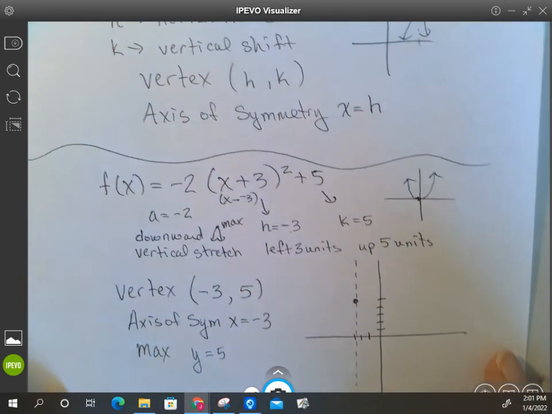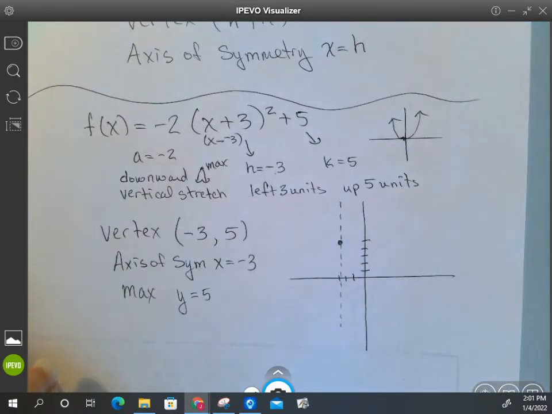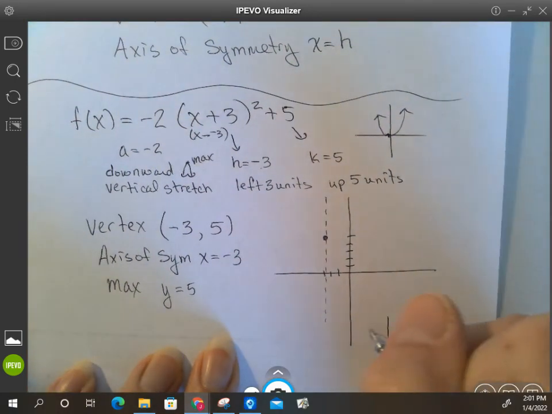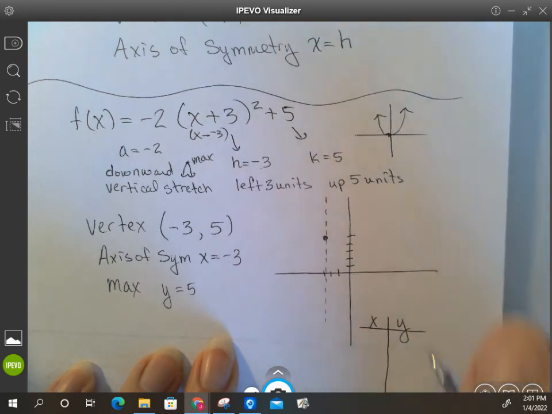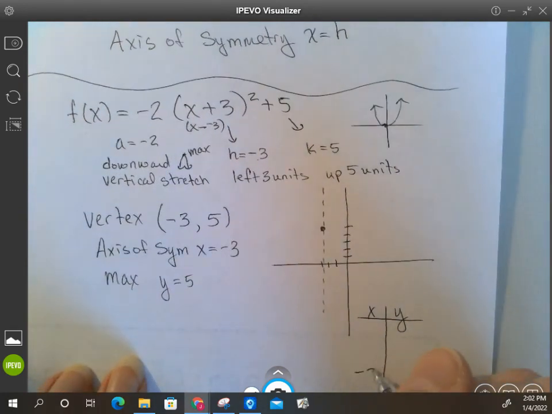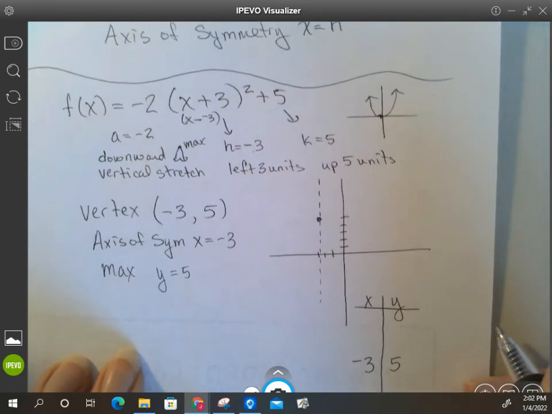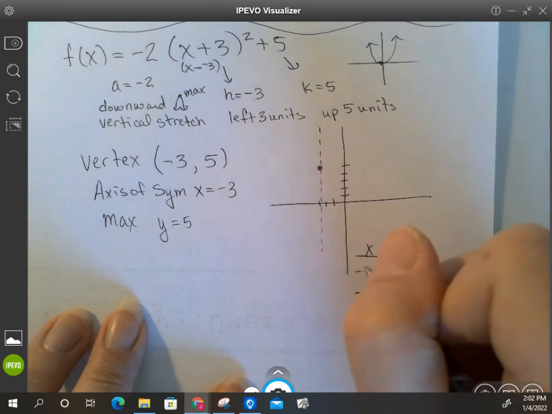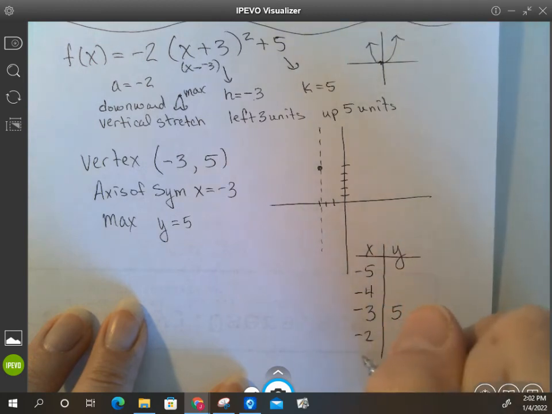Now, I think some of us see it better when we graph it. So how am I going to graph it? I'm going to create a t-chart with an x, y. I'm going to put my vertex in the middle at -3, 5. And I'm going to go ahead and pick some values below that and some values above it, to the left and right of it to help me out.